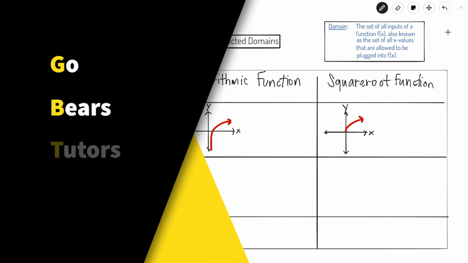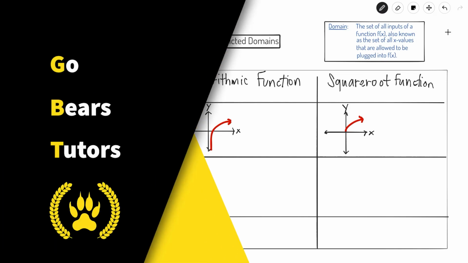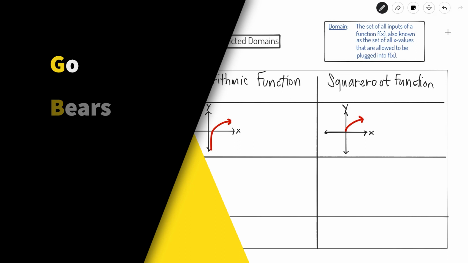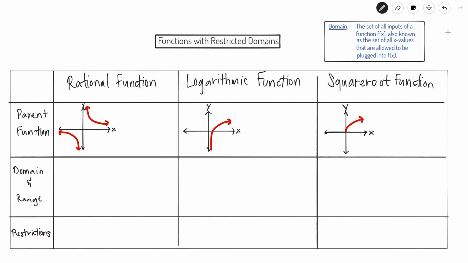Hey everybody! Today we're going to be analyzing functions with restricted domains. What do we mean by restricted domains? Well, we mean functions in which the domain is not allowed to be all real numbers, and we'll dive a little deeper into that as we go along. But why do we need to do something like this?